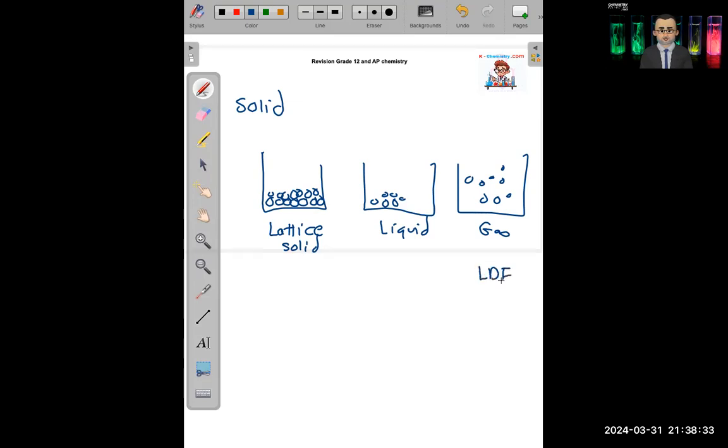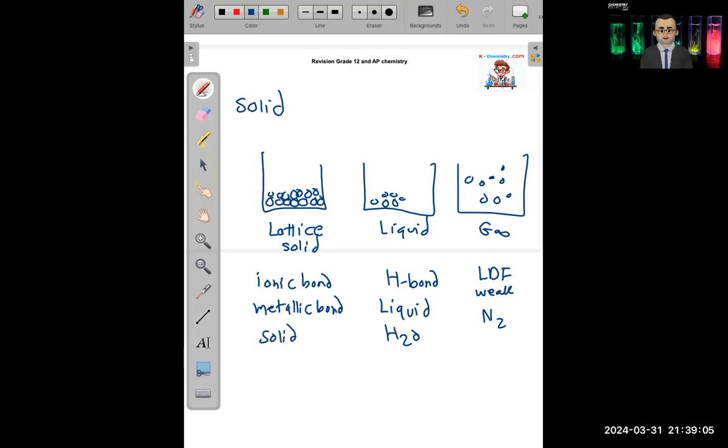If you have London dispersion forces, which are weak ones, like with a small number of molecules, you will usually have a gas, for example nitrogen. The ones that have strong intermolecular forces, like hydrogen bonding, will usually be liquid at room temperature, for example water. And the substances that have no intermolecular forces but intramolecular forces, like ionic bonding or metallic bonding, are usually solid at room temperature.